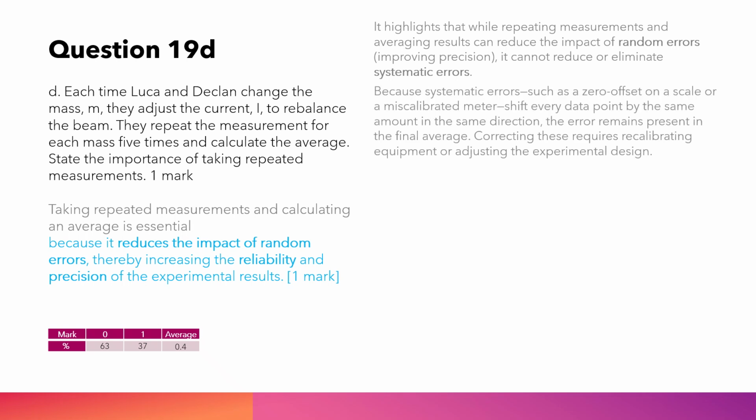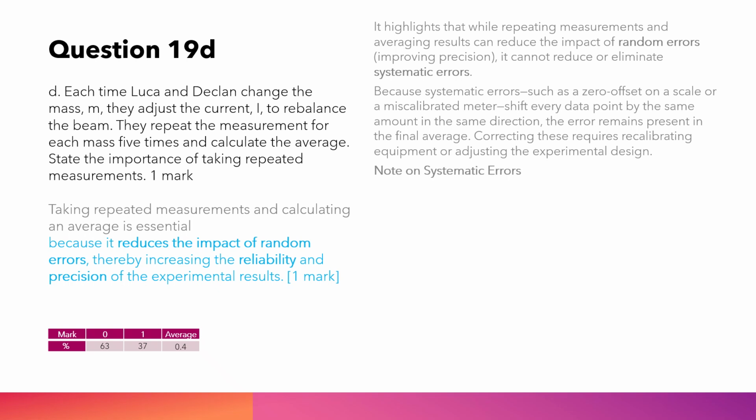Because systematic errors, such as a zero offset on a scale or a miscalibrated meter, shift every data point by the same amount in the same direction, the error remains present in the final average. Correcting these requires recalibrating equipment or adjusting the experimental design.